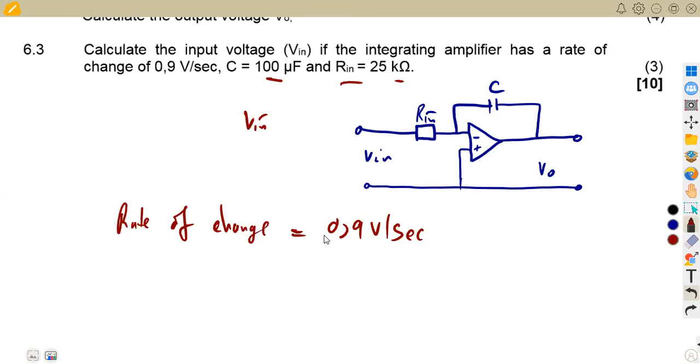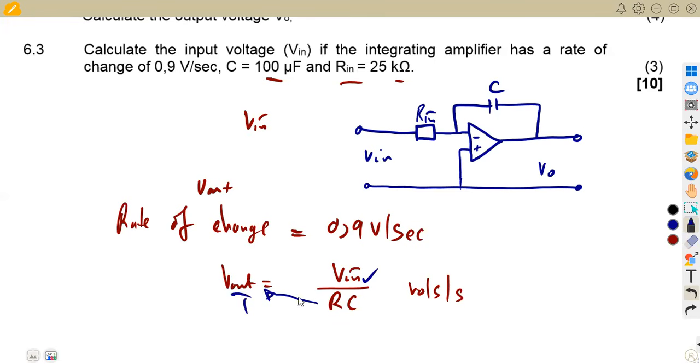In order for us to have V out from the rate of change, because this rate of change is from the output, let's just write it as V out. So you can simply say our V out is equivalent. Remember, our formula was V in over RC, which is measured in volts per second, which is the rate of change. So we have this rate of change and we want to calculate the voltage in. In order for us to have this V in, we are just going to cross multiply this to the rate of change, and we've got our V in.